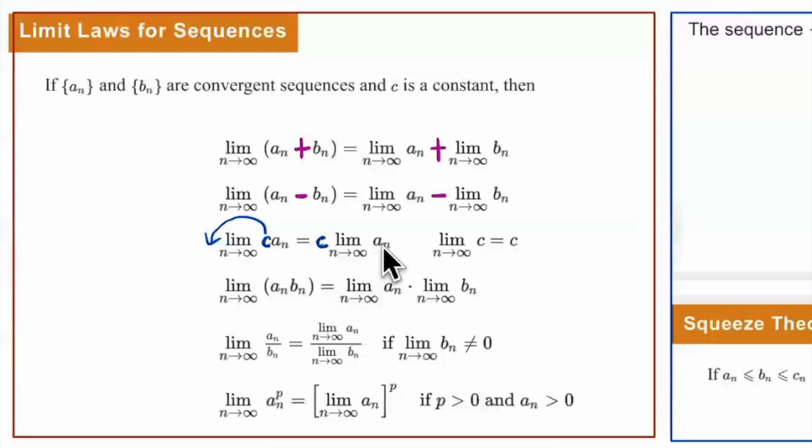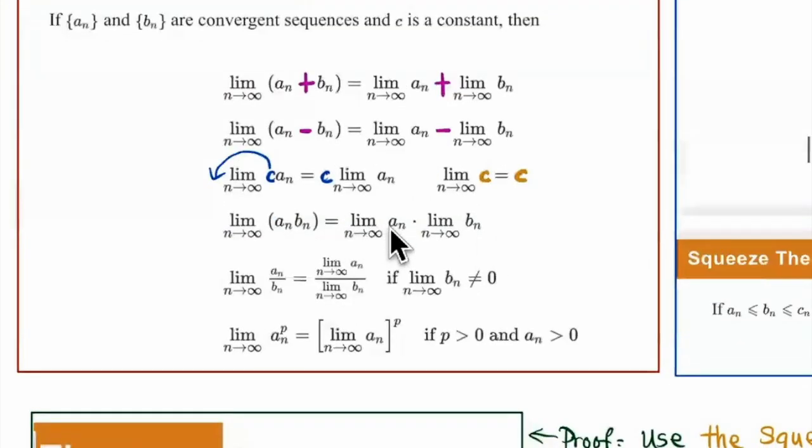And here is the constant law: the limit of a constant is the constant itself. And the limit of the product is the product of the limits, if the limits exist, and then the quotient law, etc. The last one here is the power law. If you take an to the p power, then we take the limit to the p power, when p is positive and an is positive.